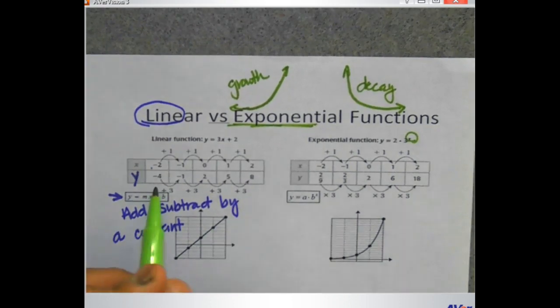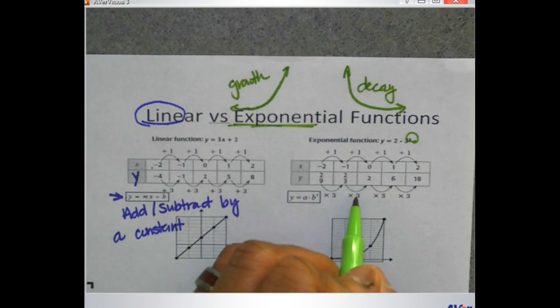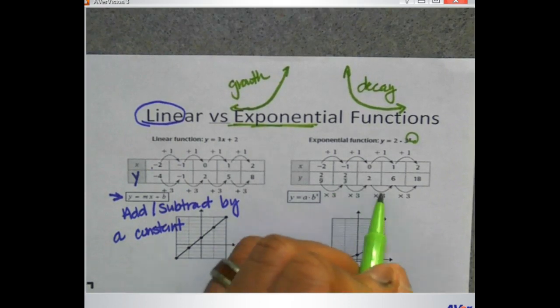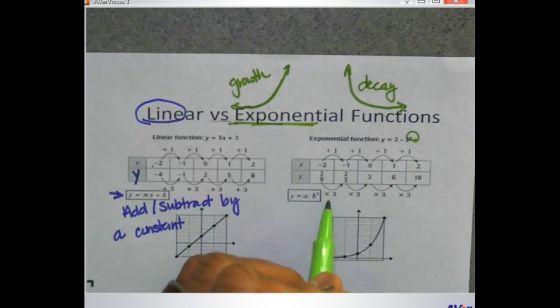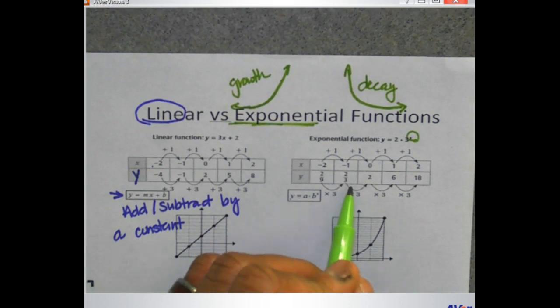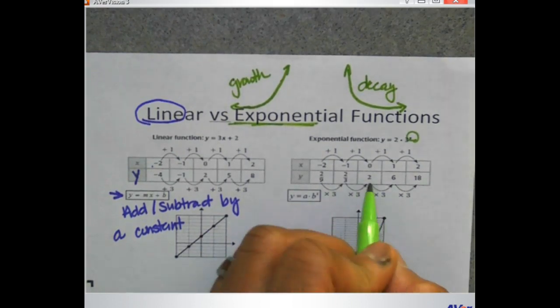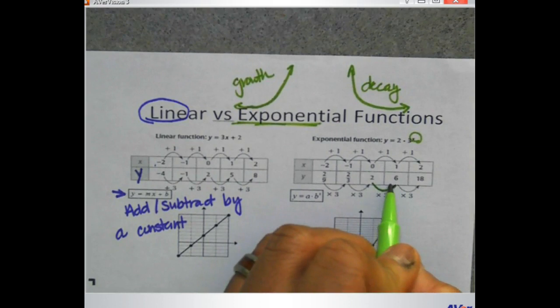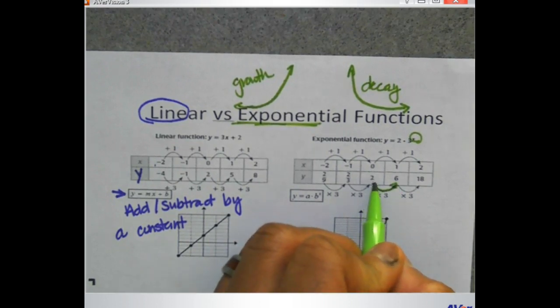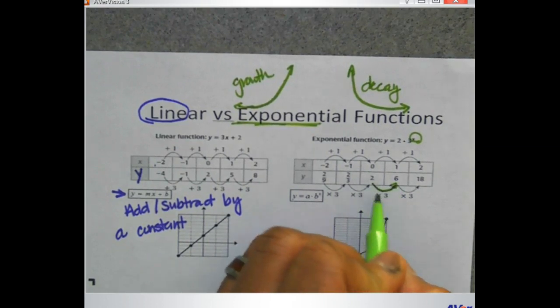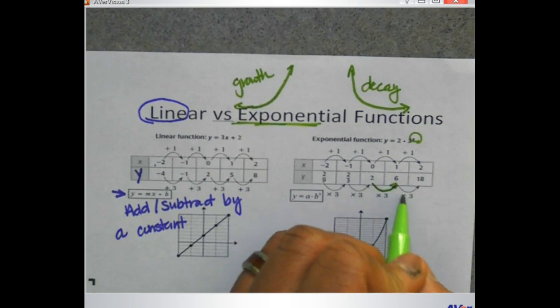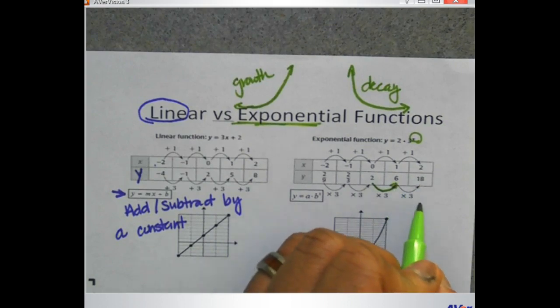And over here, notice how we were adding, could have been subtracting by a constant. Instead, we could be doing times 3 times 3 times 3 times 3. Now this is kind of hard to see that it's times 3 as you go from here to here, even from here to here, but I can see it easily as I go from here to here. What times 2 gives me 6 multiplied by 3? 6 times 3 gives me 18.